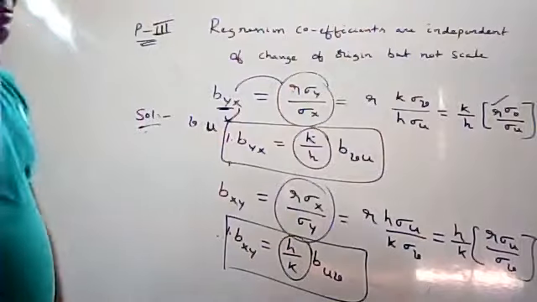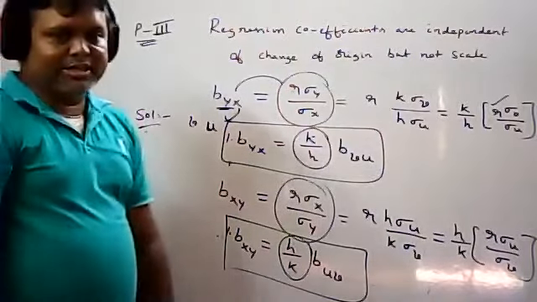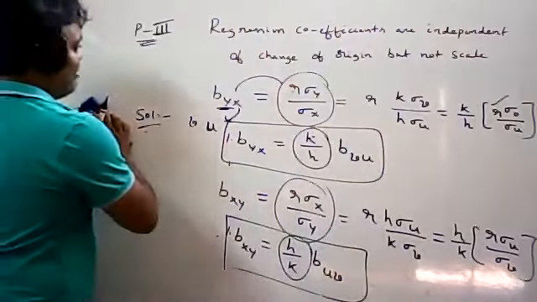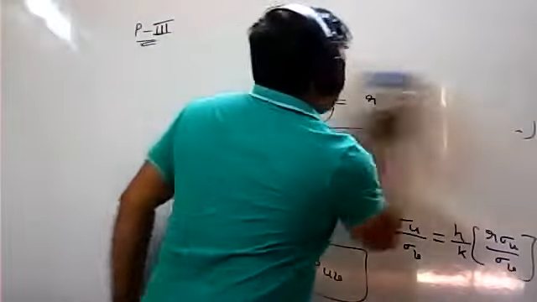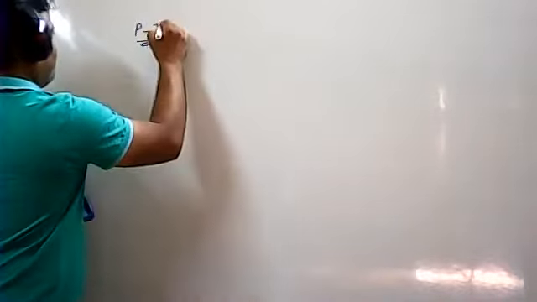Next, property number 4. Property number 3 is completed. I hope all of you understood. So I will go to property number 4, property number 4 in regression coefficients.